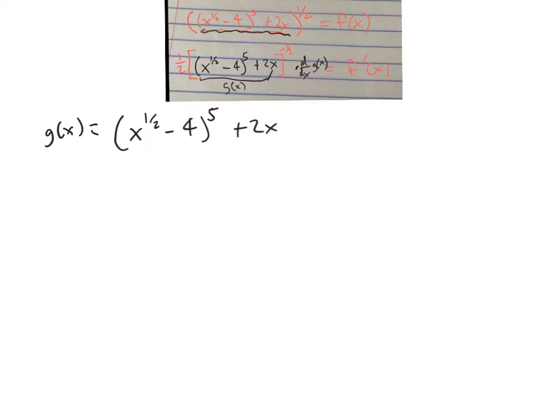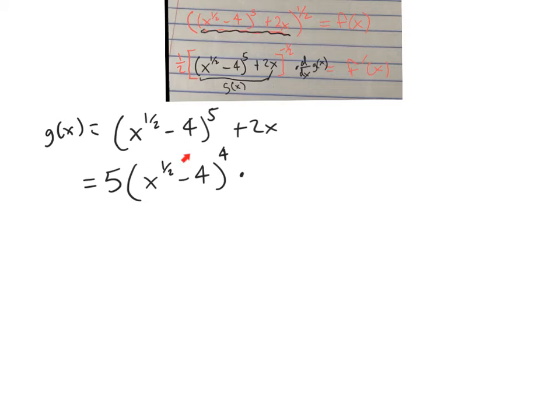Alright, so here we go. We know that that 5 comes to the front. The inside stays exactly the same, because we're really using the chain rule again. And then I subtract 1 from that 5, so that's why I get an exponent of 4. And now we're going to multiply that by the derivative of the inner function.